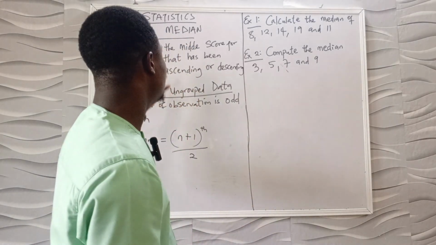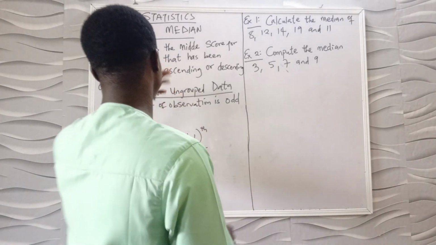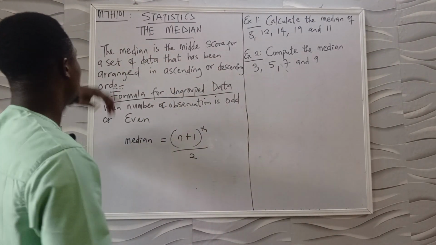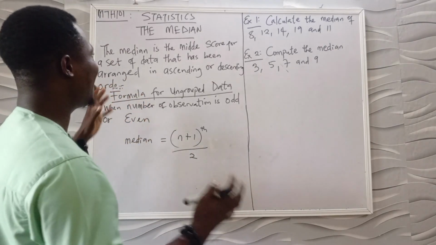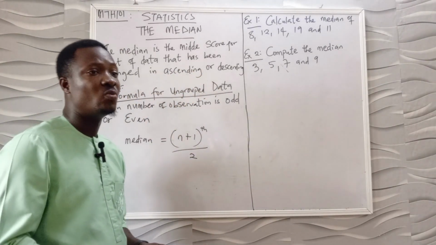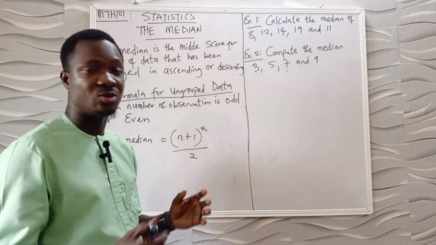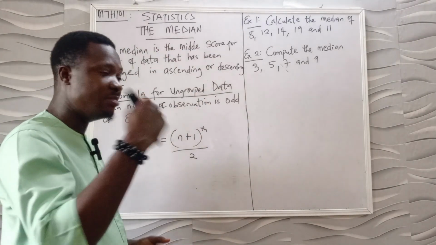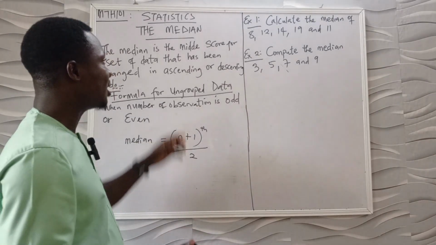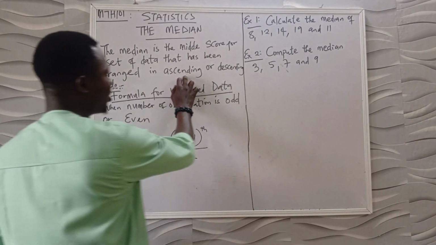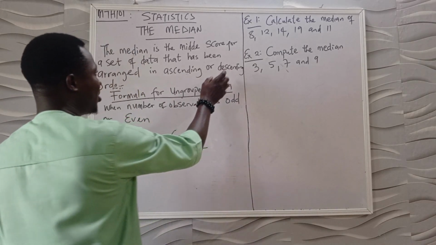So we'll move forward to the median. Today we'll be looking at the median, and we said that the median is the middle score for a set of data that has been arranged in either ascending or descending order. So when we talk about median, we are talking about the middle number. That's why it is called median, the middle number. But before we do that, we need to arrange our data first, either in ascending order or descending order.